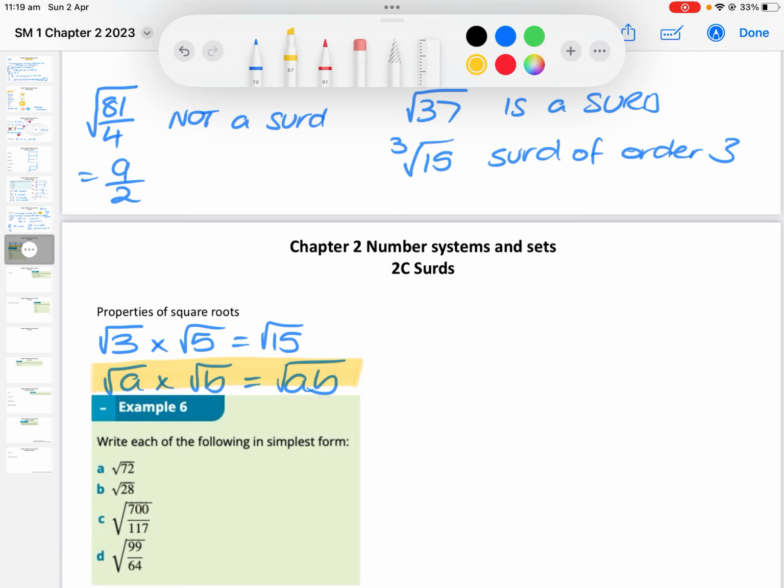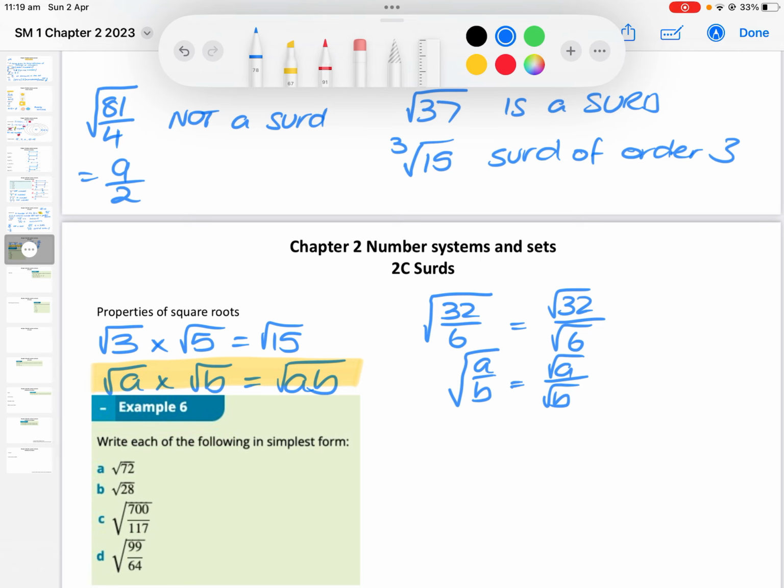We can also say the same with fractions. If we have the square root of 32 on 6, that's the same as the square root of 32 on the square root of 6. By definition, we say the square root of a on b can be broken down into square root of the top over the square root of the bottom.